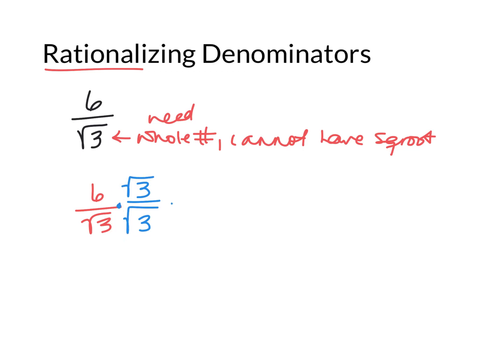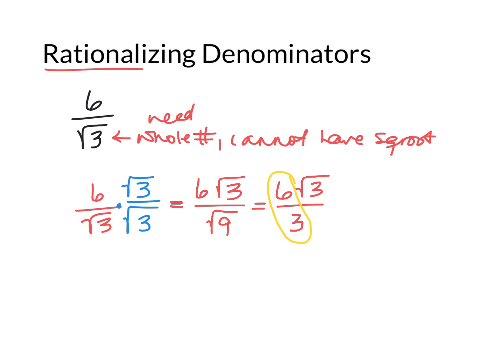So when I multiply, this is going to become 6 square root of 3 on the top over the square root of 9 on the bottom. Well, the square root of 9 is 3. So I'm now simplifying that bottom part. And now I can get back to where I was a minute ago. I can simplify outside numbers with outside numbers. And 6 divided by 3 is 2. So the answer here is 2 square root 3 in the end.